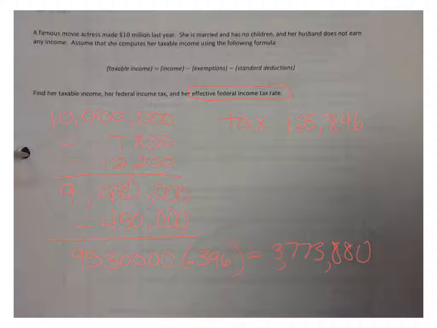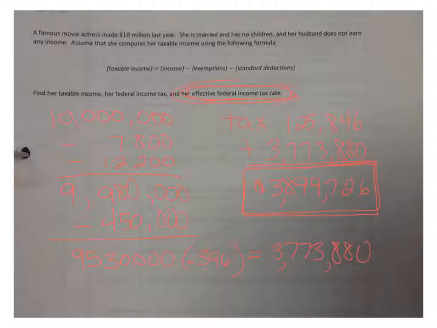Okay. So this person pays a lot of taxes. This is how much they're paying. So I'm going to add that to 125,846. Total amount of taxes this woman is paying is $3,899,726. That's how much tax she pays each year.